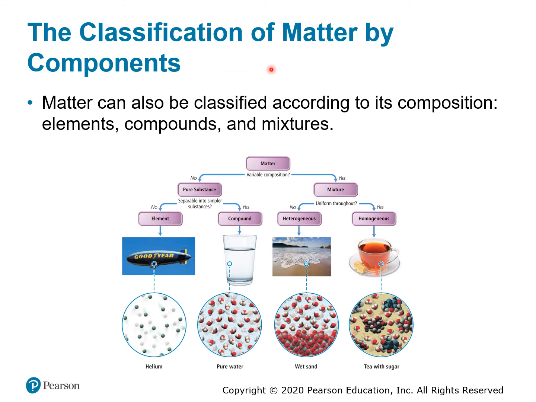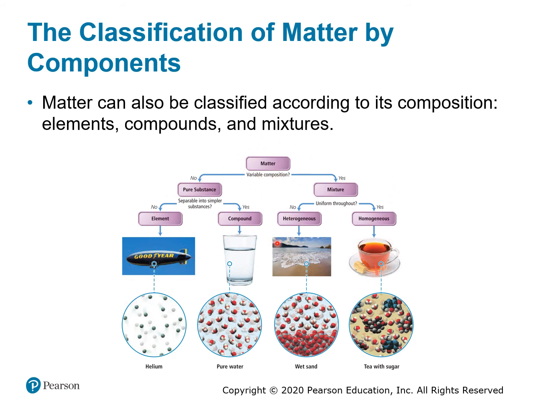The classification of matter by components. As I said, matter can be classified by its state or according to its composition. According to its composition, matter can be classified as element, compound, and mixture. So here's a great diagram where you can classify matter.